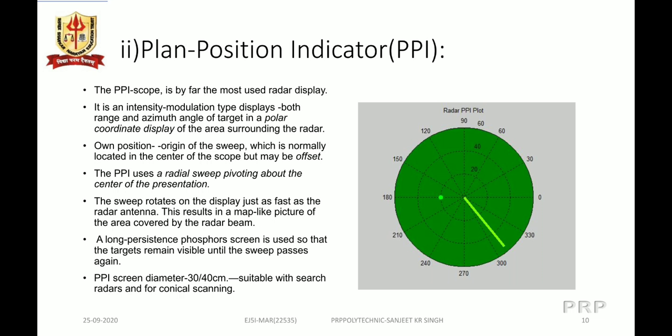The PPI screen diameter could be 30 or 40 centimeters, and this plan position indicator is suitable for search radars and for conical scanning. In the adjacent diagram we are seeing the PPI display method, where a bright spot represents the moving target, whereas the stationary targets are cancelled out, along with all their echo pulses.